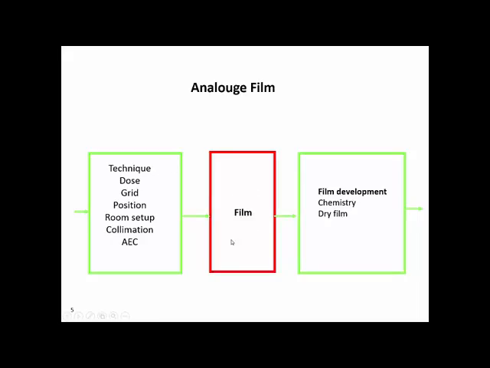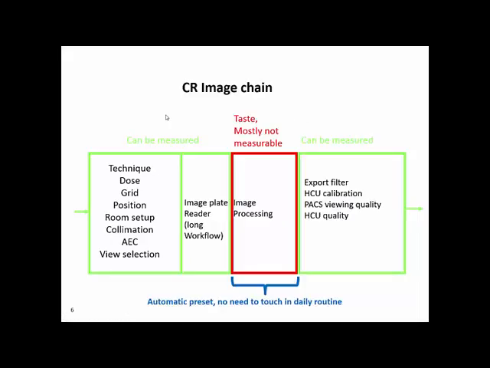We are exposing a film then, and this film is afterwards developed either with wet chemistry or as a dry film. If we take this analogy and now go to the next technology, which used to be CR, what can be seen clearly is that the technique part did not change. That means still on CR there was the need of setting the right technique, the right dose, the proper grid, and so on. Nothing changed in this area.